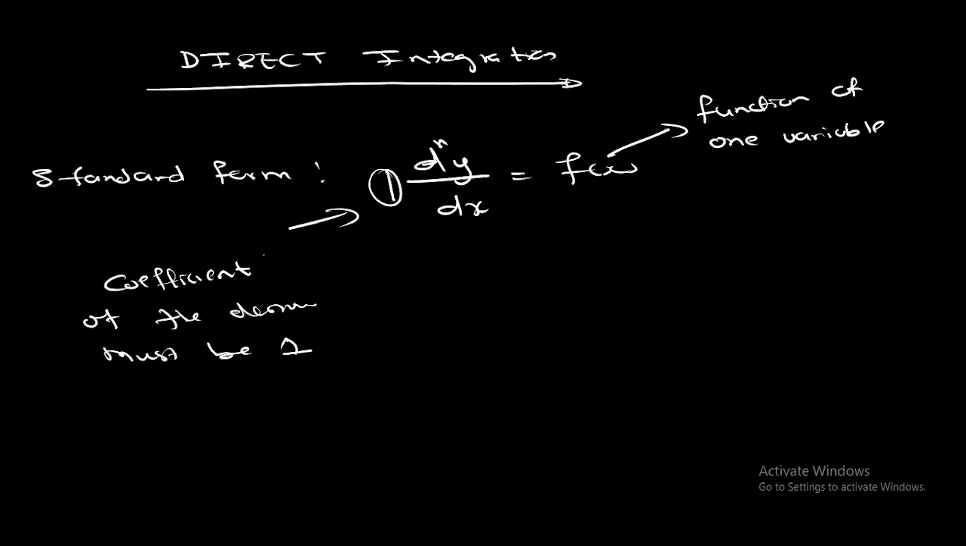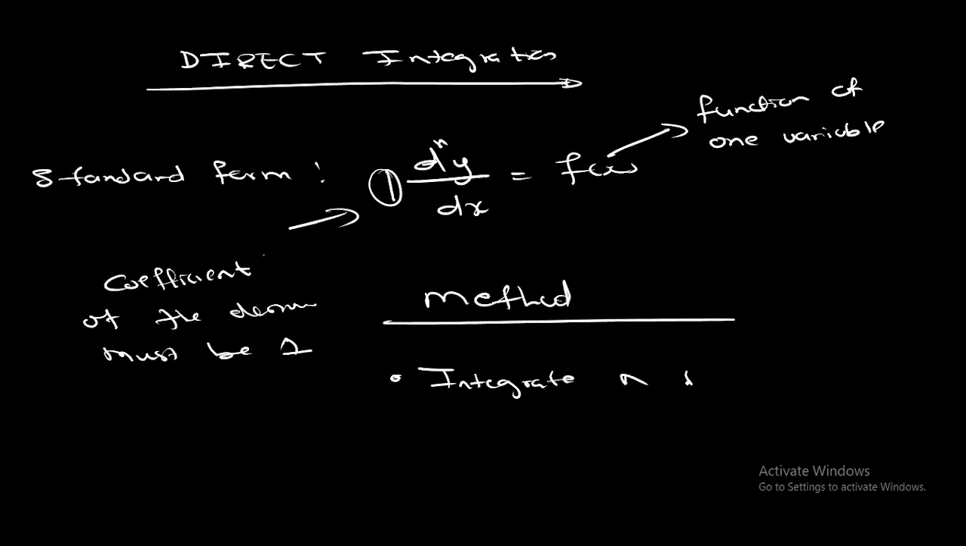What next do we need to know? We need to know the method behind direct integration. What exactly am I referring to when I say method? I'm basically referring to how you solve these types of problems when you're having direct integration. So for example, if you were given a problem and they say use direct integration, you need to know the method that you're going to implement to be able to solve that type of problem. The method is simple. You just integrate n times.